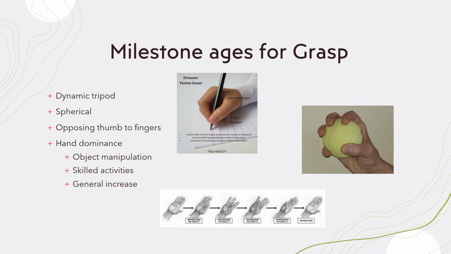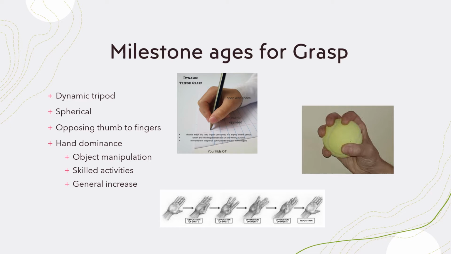The first milestone that we are going to be looking at is the ages for grasp, starting with the dynamic tripod. This is most likely the grasp that you and I use every day while writing. It is with your thumb, index, and middle finger supporting the pencil, your web space open, allowing that pencil to move freely as you write, with your ring and small finger both lying on the paper and gliding with you as you write. This is expected to start developing around 2 years, 8 months to 3 years old.